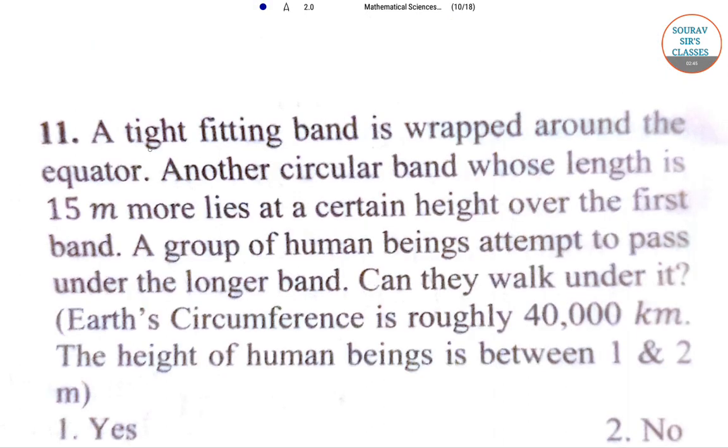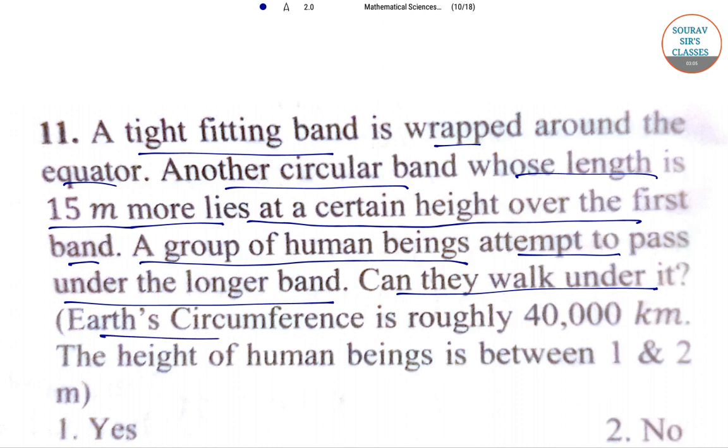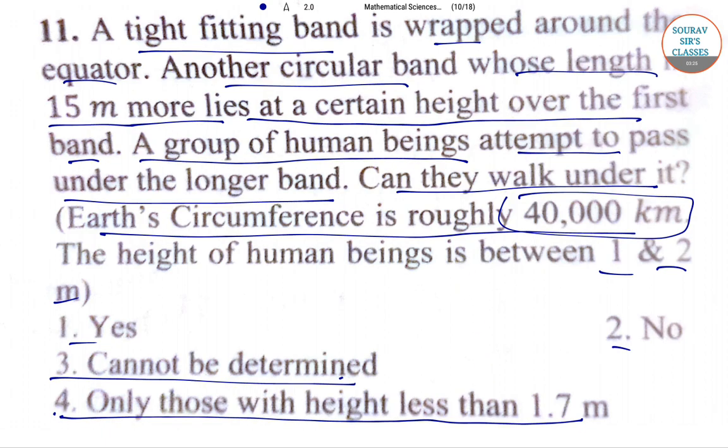The next question is, a tight-fitting band is wrapped around the equator. Another circular band whose length is 15 meters more lies at a certain height over the first band. A group of human beings attempt to pass under the long band. Can they walk under it? The Earth's circumference is roughly 40,000 kilometers. The height of human beings is between 1 and 2 meters. Option 1, yes. Option 2, no. Option 3, cannot determine. And option 4, only those with height less than 1.7 meters.